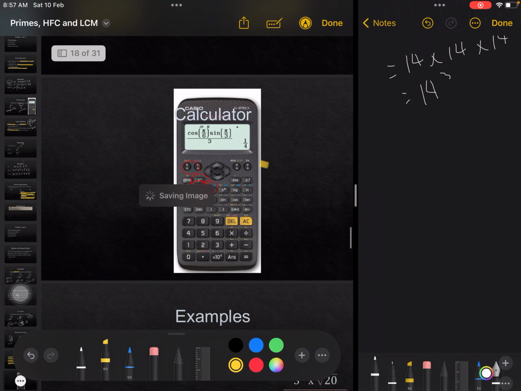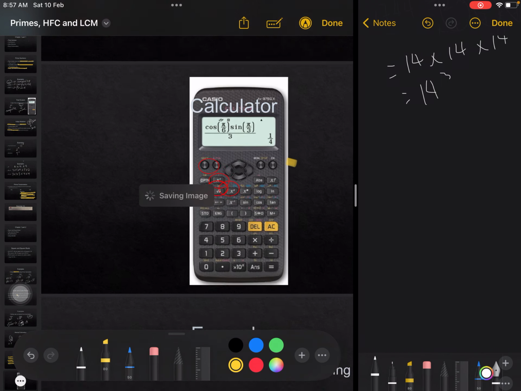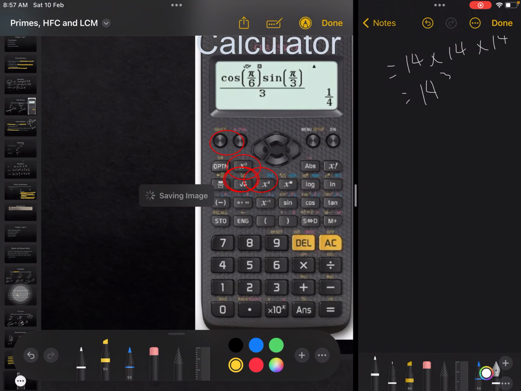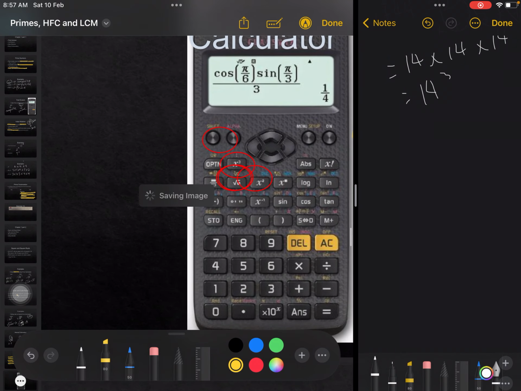Next, we will look at how to use your calculator. So let's look at this calculator over here. I'm not sure why the screen keeps jumping.